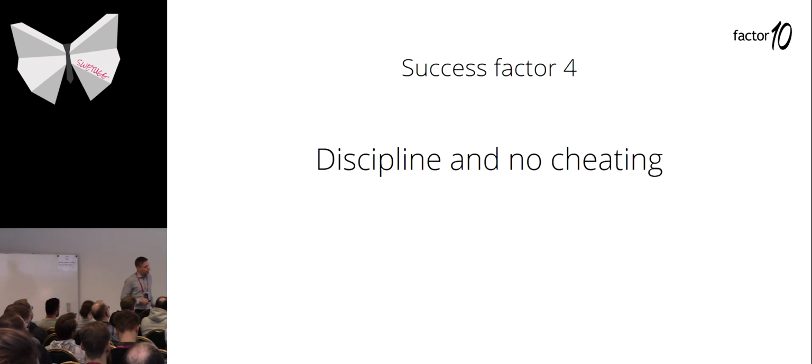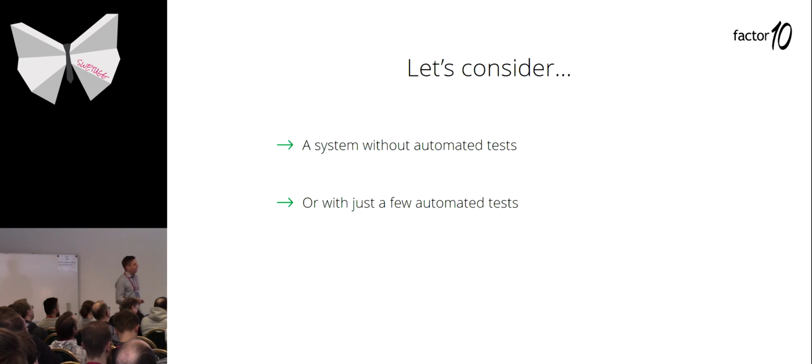And finally, discipline and no cheating. Again, not an issue here, right? Oh, good. So let's just pretend that we have a system without automated tests, or that we have a system with just a few automated tests. Does anyone work with a system like this? A few? Yeah, it happens. Especially perhaps old systems that have grown a lot over time.